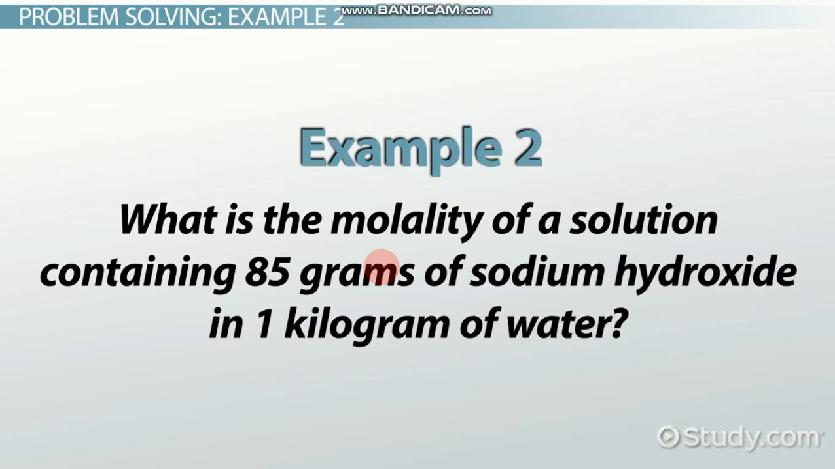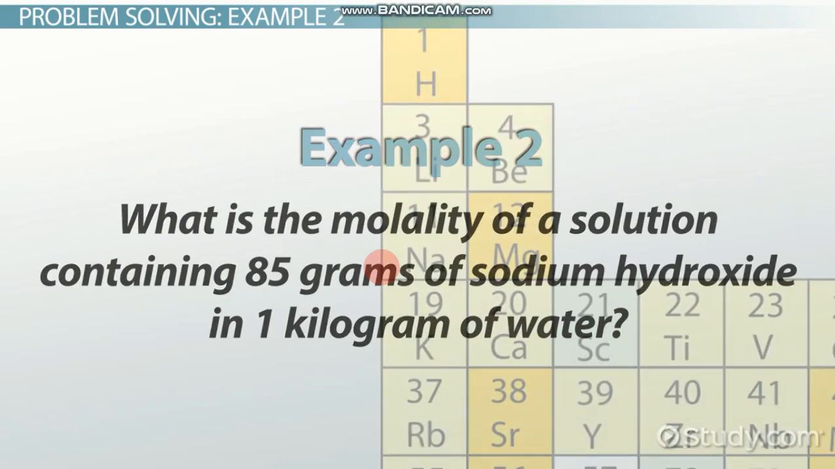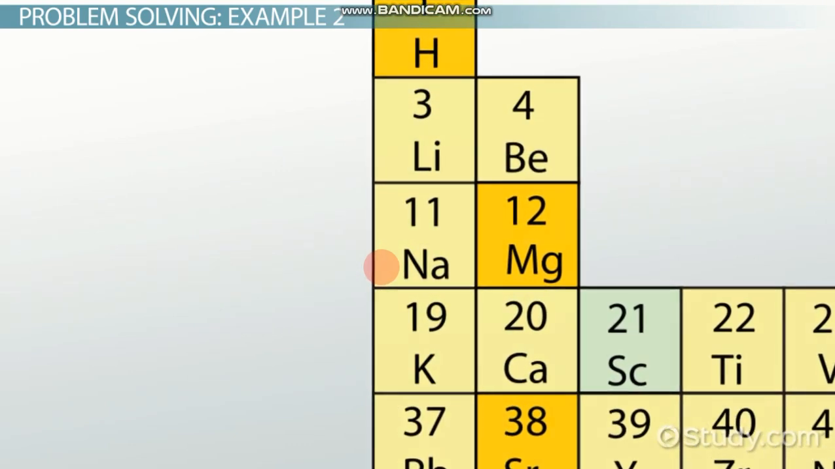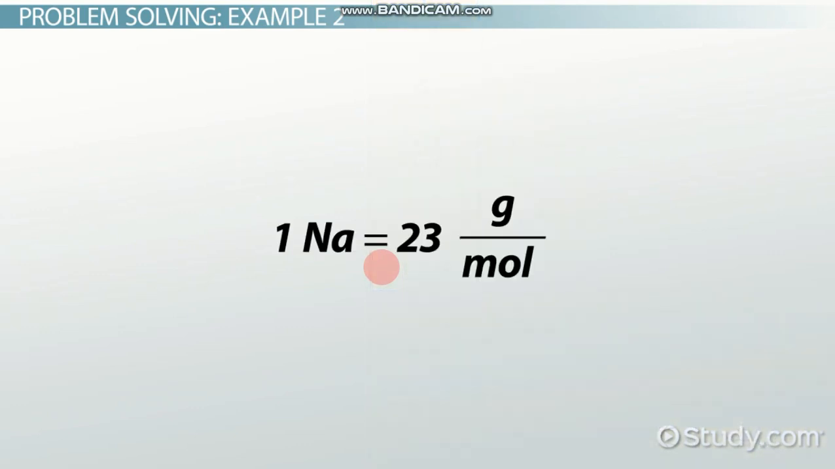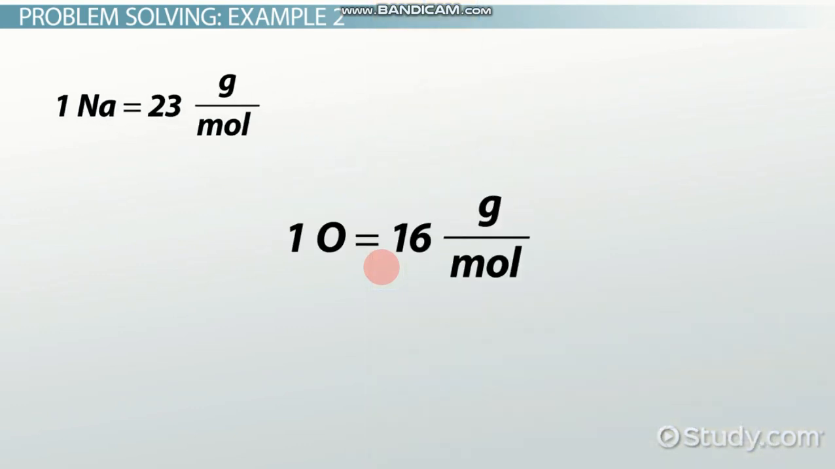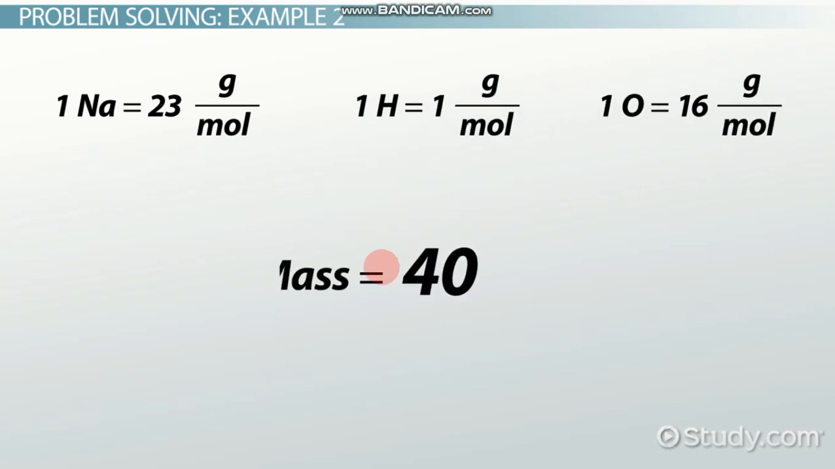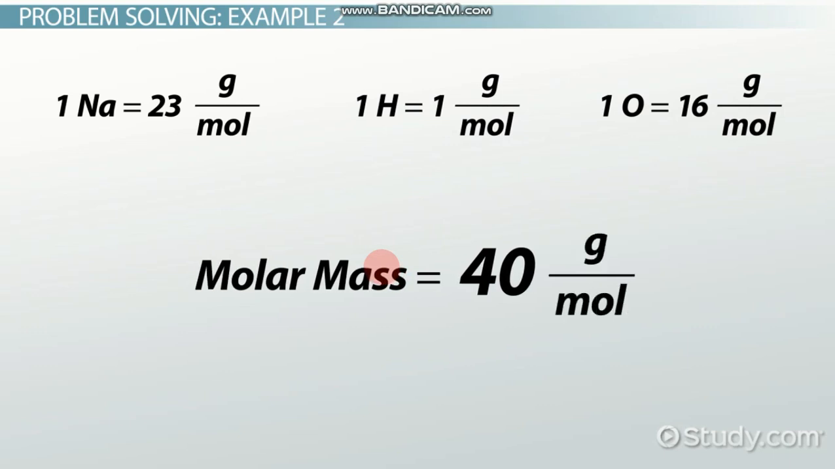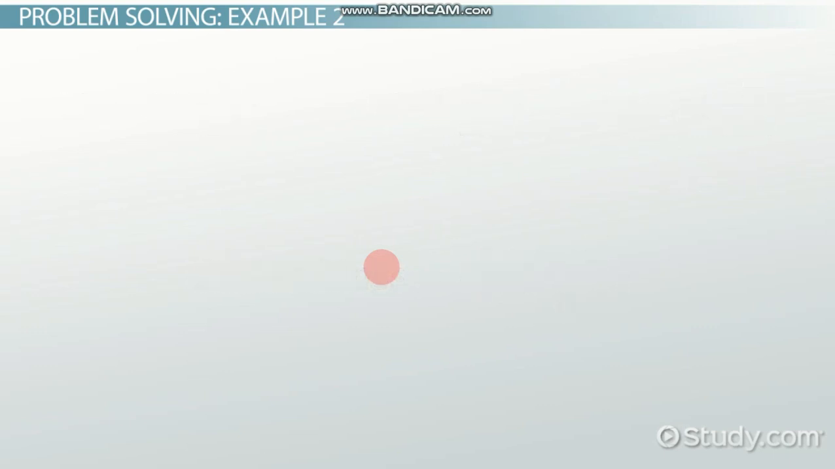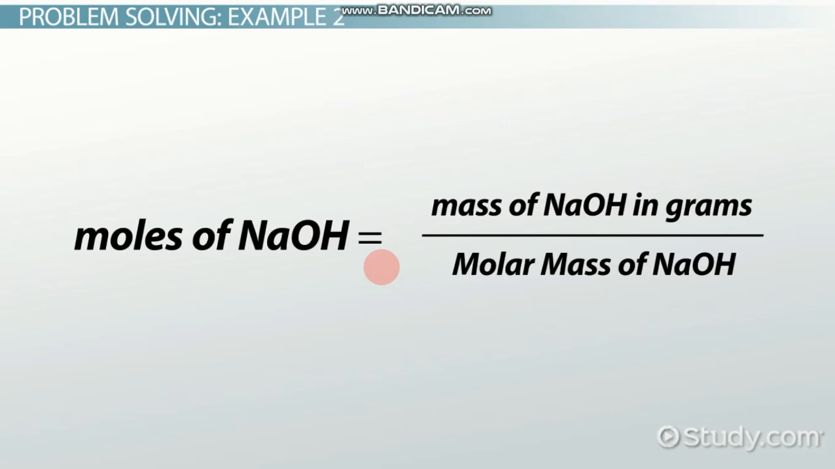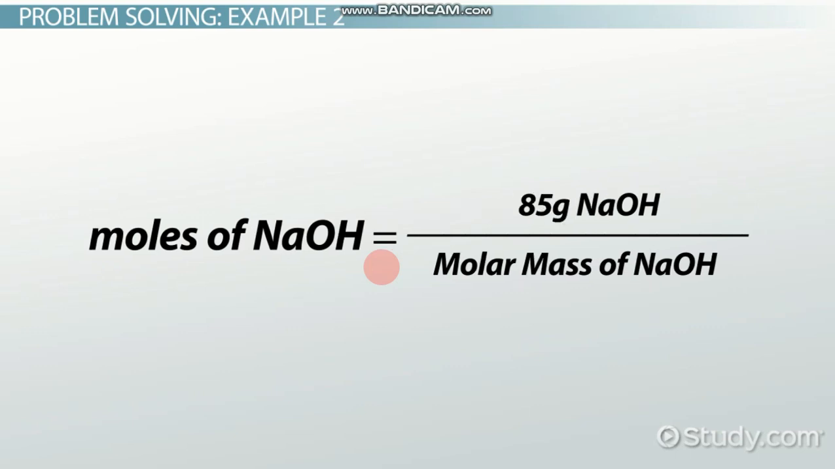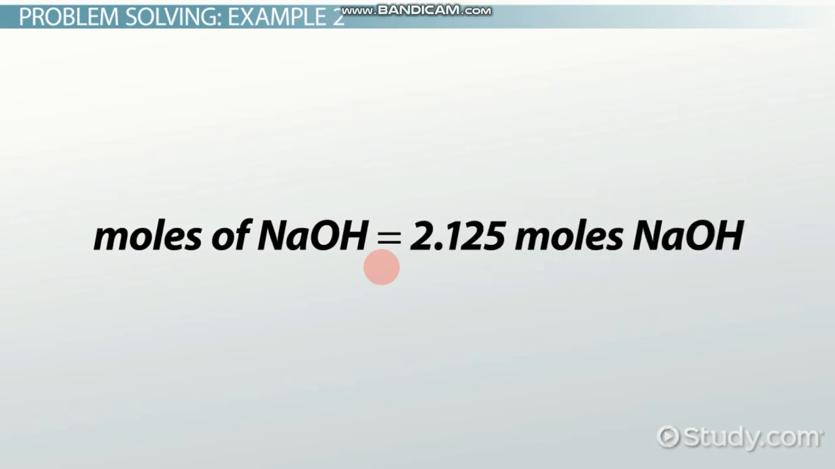Well, to determine the number of moles of solute, we need to first find the molar mass of our solute, sodium hydroxide. Sodium has 23 grams per mole, oxygen has 16 grams per mole, and hydrogen has 1 gram per mole. Adding these together, we get 40. So the molar mass of sodium hydroxide is 40 grams per mole. Now, we need to calculate the number of moles of our solute. The moles of sodium hydroxide equals the mass in grams over the molar mass. We were given the mass in the question as 85 grams. So plug in 85 grams over 40 grams per mole, and you get 2.125 moles of sodium hydroxide.